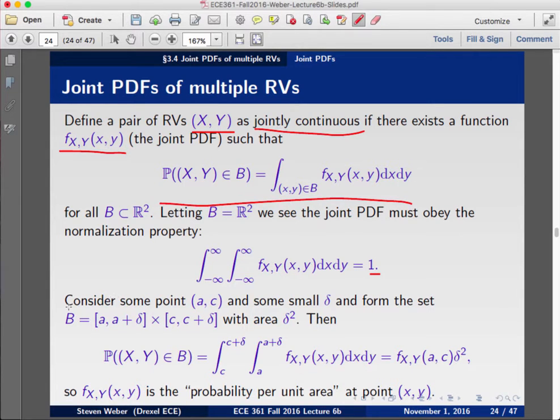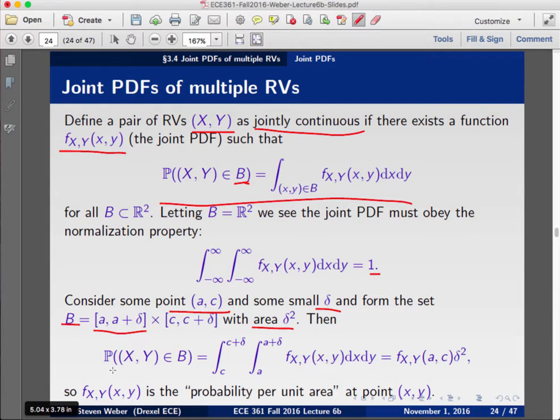So the same argument can be done here. So now we're going to consider some point a comma c in the xy plane and some small value of delta, and we're going to consider a particular choice of B. This is the generic case. Now we're considering a particular case of B, and this is the small square we're considering. It's the square of all points where x is between a and a plus delta, and y is between c and c plus delta. So this is the square with lower left-hand corner point a comma c and side lengths delta and delta respectively. And thus, of course, the area of that square is delta squared.